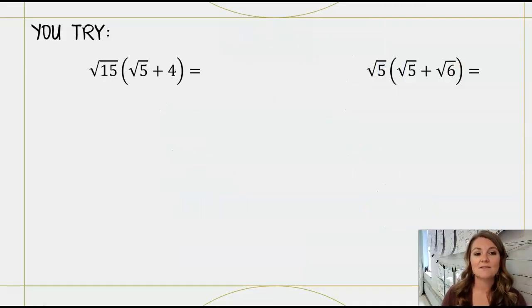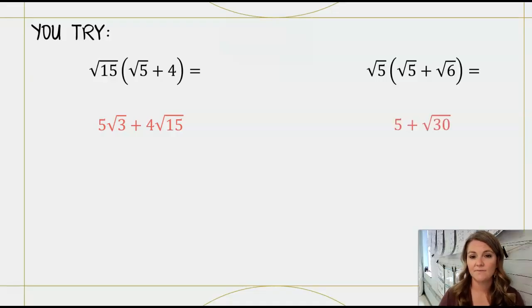All right, so these are the last 2 that you can try on your own. The answers are going to pop up very shortly. So the first answer is 5 square root 3 plus 4 square root 15. And then the second one is 5 plus the square root of 30. These are not getting any harder than these, so go practice this.